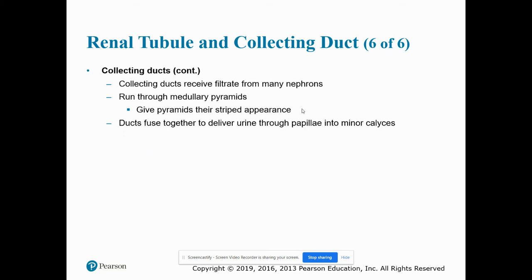The collecting ducts receive filtrate from many nephrons. I'm going to show you what that looks like here in a second. And they run through the medullary pyramids and give the pyramids their striped appearance. The ducts will then fuse together, and it's going to deliver the urine through the papillae into the minor calyces.